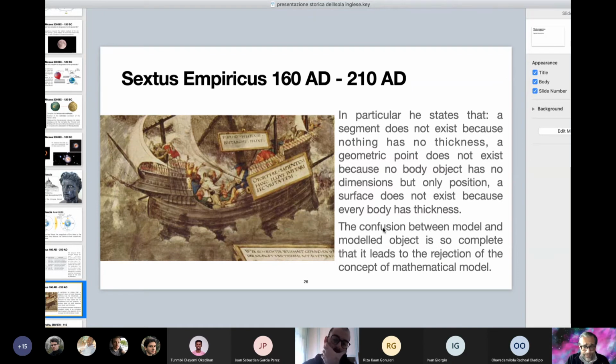So what happens? In Sextus Empiricus, the confusion between model and modeled object is so complete that it leads to the rejection of the concept of mathematical model. So what happens is simply this.